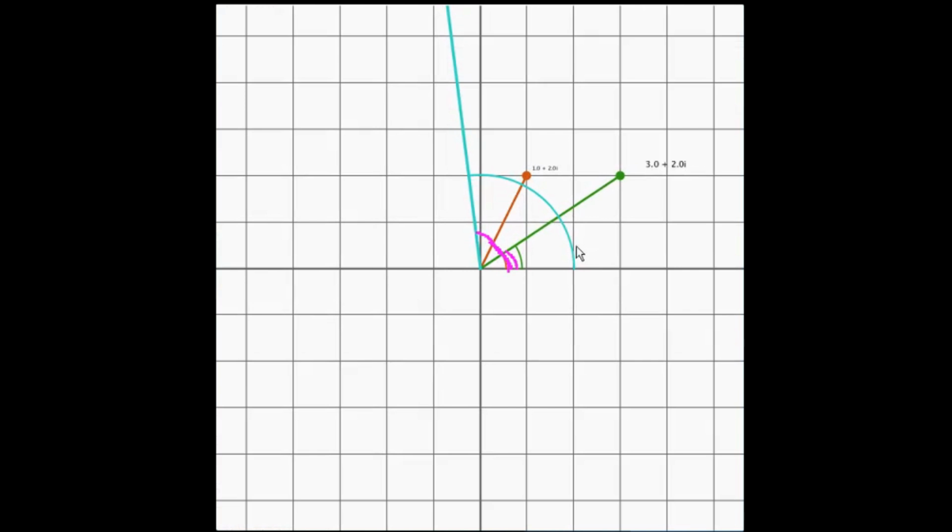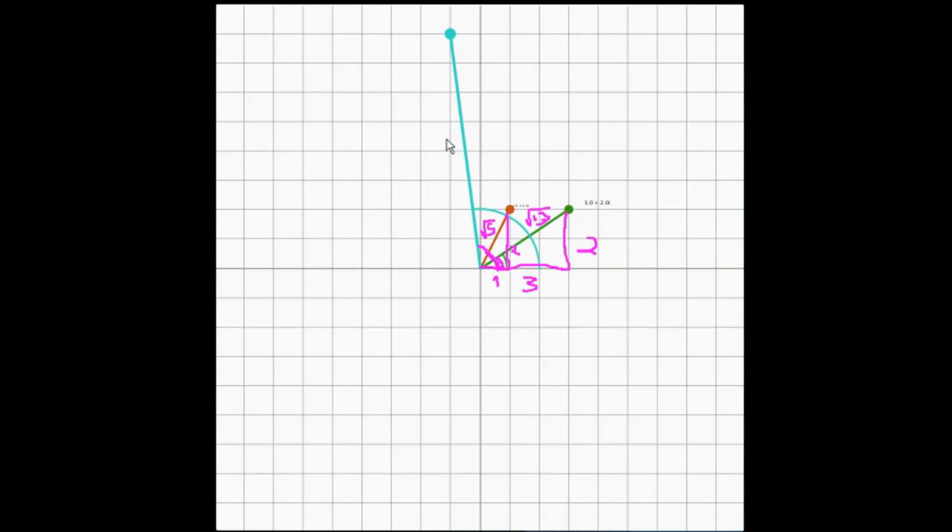And then for magnitudes, we can use the Pythagorean theorem to find the magnitudes of these 2 bad boys. So this is 1 and 2, so it's 1 squared plus 2 squared, which is 1 plus 4. So this is going to be the square root of 5. And with this bad boy, it's going to be 3 and 2. So 3 squared plus 2 squared is 9 plus 4, so this is going to be the square root of 13. And then all we need to do is multiply these two, the square root of 5 and the square root of 13, and that's going to give us this magnitude.